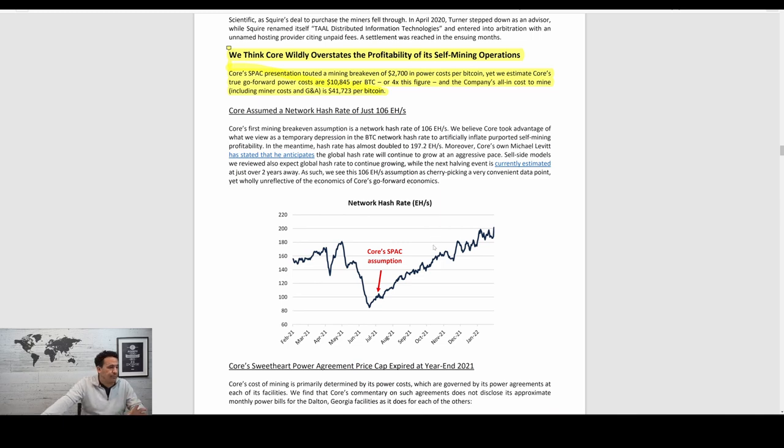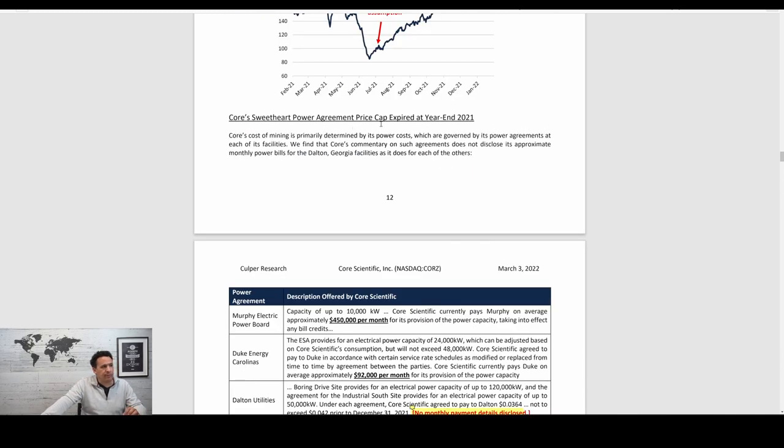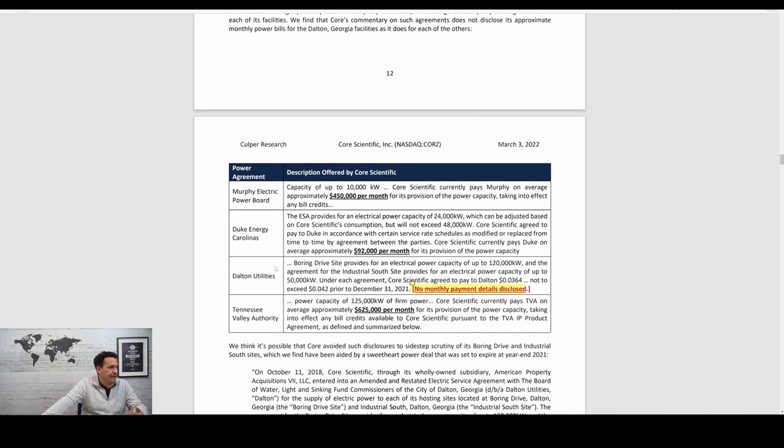So let's keep reading. Core's sweetheart power agreement price cap expired at the year end 2021. This is true. I looked it up. It is in fact expiring. They have that outlined here. It was specifically, well, they had agreed to pay Dalton. It was actually not 4.2. It was not to exceed 4.2. Their actual payment rate was closer to 3.64.